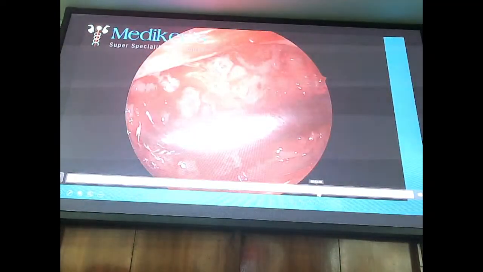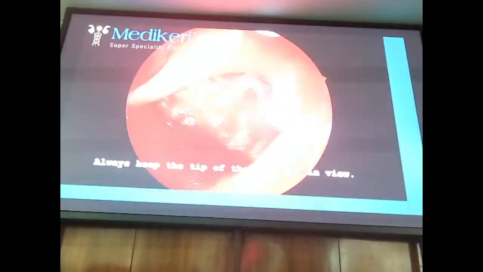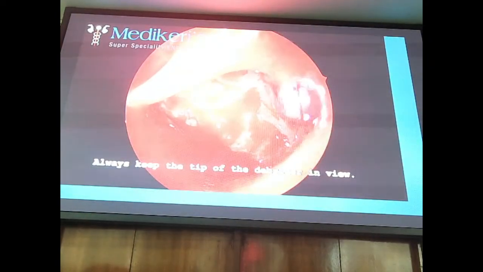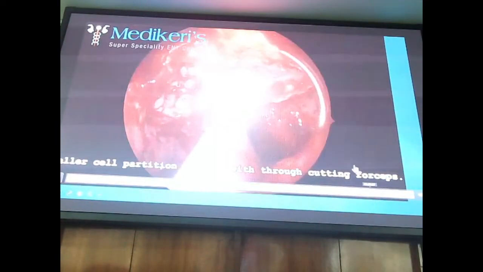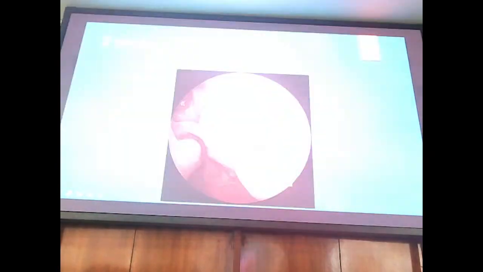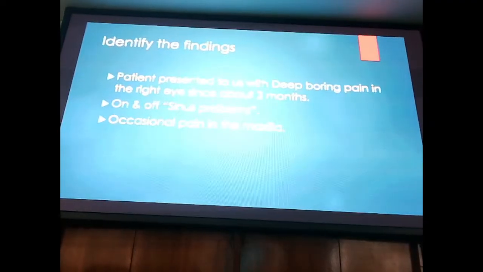So once you enter this phase, then you know the entire maxillary sinus is in your control. You can either use a 0 degree or a 40 degree to achieve control over the entire maxillary sinus. You will not have any issues dealing with any kind of pathology there. So this is what the post-operative area will look like 2 years later.